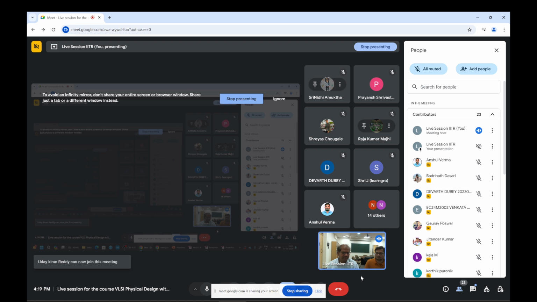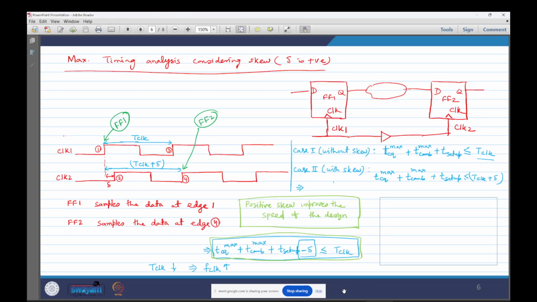So basically, the reason is that whenever you are doing max timing analysis or setup time analysis, we have to consider two edges. In this case, we are considering edges 1 and 4 for timing analysis. But for hold time, we have to consider the same edge: clock 1 for flip-flop 1 and clock 2 for flip-flop 2, so that we do not have any hold violation. Okay, so that's the reason.